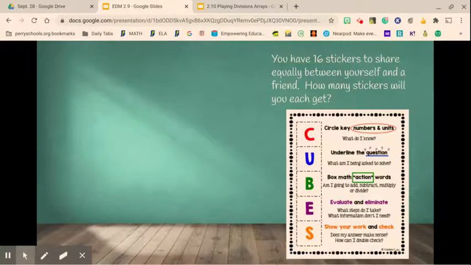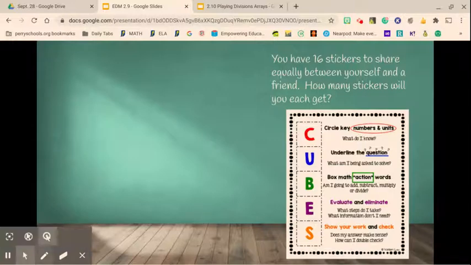So just like we have been practicing with our number stories, we're going to continue using cubes to help us to understand the problem and go through the steps in solving them. So I'm going to read the problem, go through the steps, and then come up with my answer. So you have 16 stickers to share equally among yourself and a friend. How many stickers will you each get?